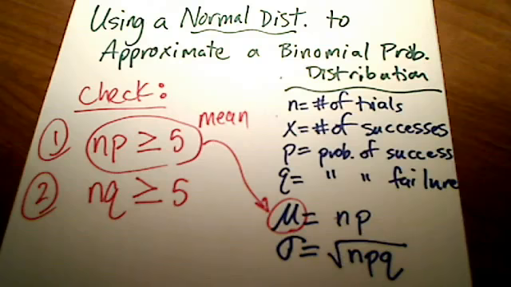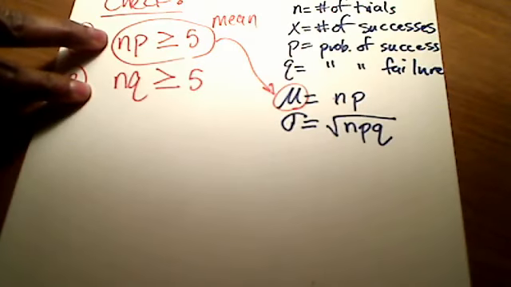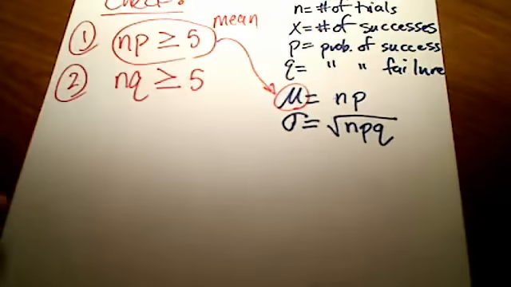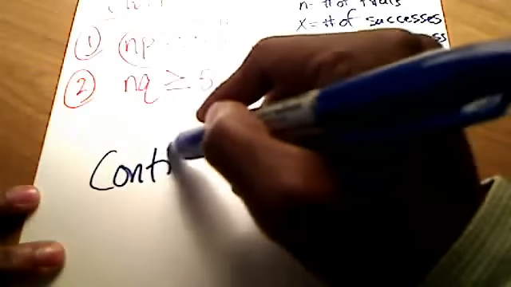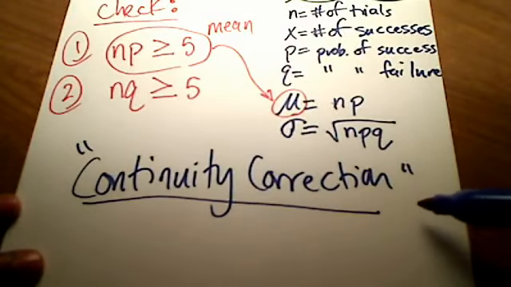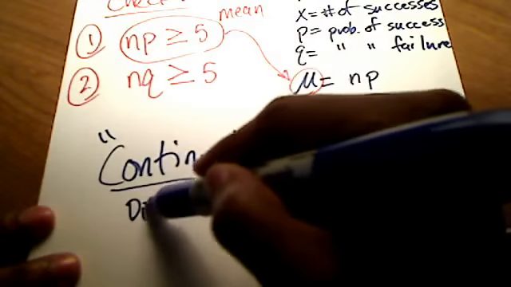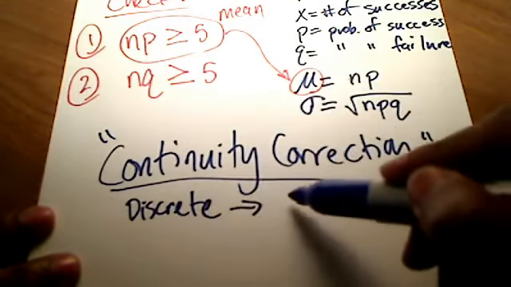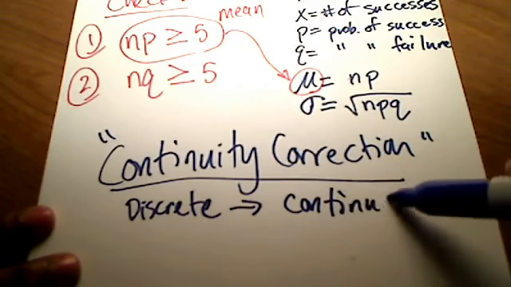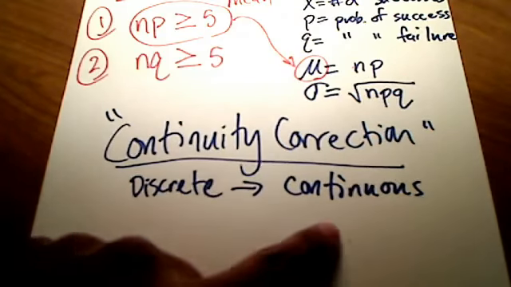The other thing too that has to come into play here is this concept called continuity correction. Okay, so assuming that these are true, that these products are greater than or equal to 5, I also have to use this other idea called a continuity correction. Okay, this is an interesting concept, because what this continuity correction is all about is taking a discrete data value, right? It's taking a discrete data value and turning it into kind of a continuous data value.